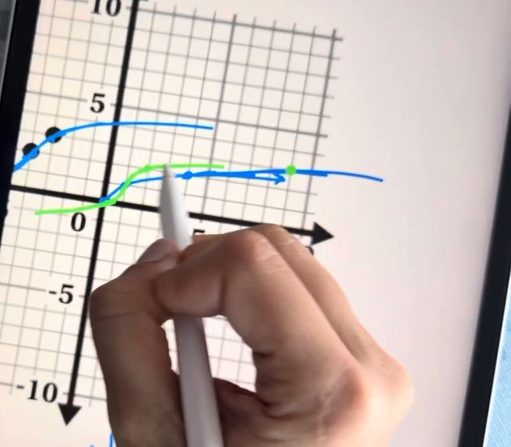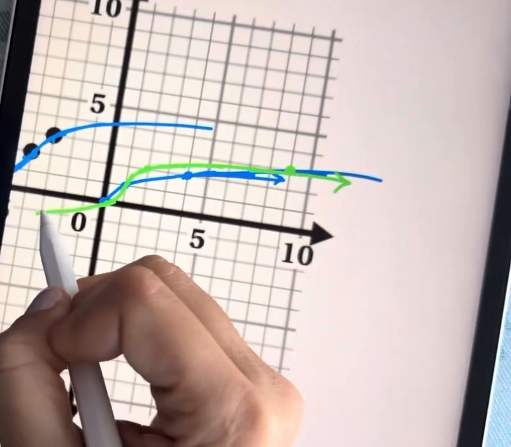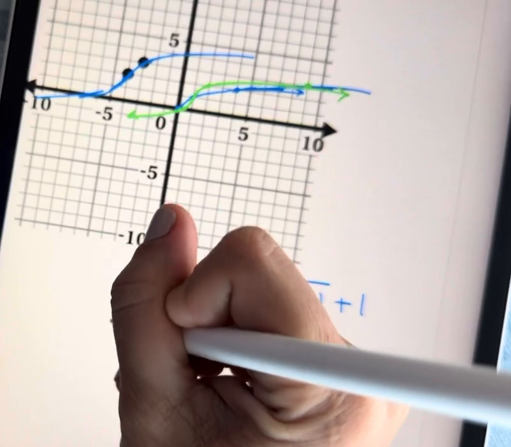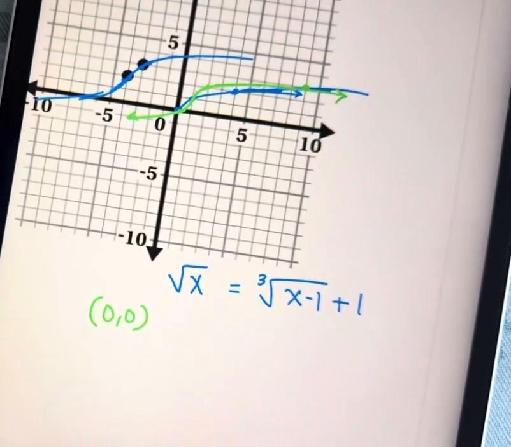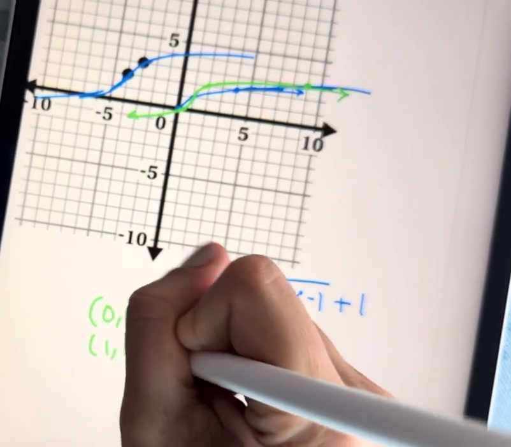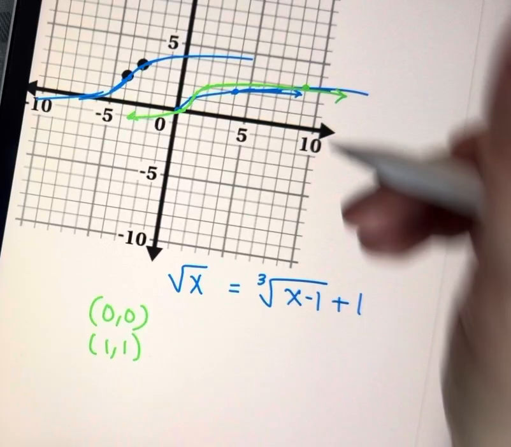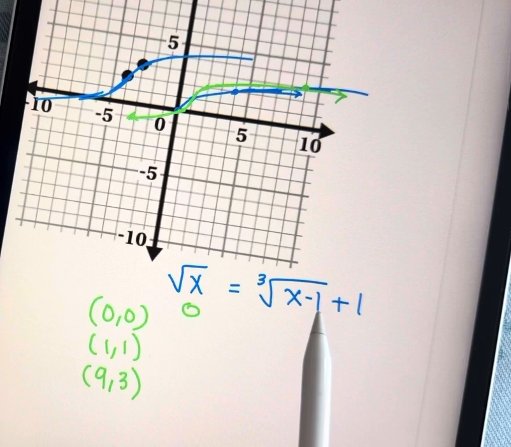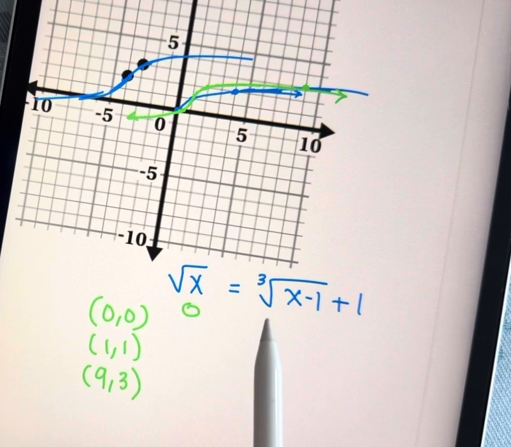Oh! That does it, you guys. That does it. Let me see. 0, 0 should be a point. 1, 1 should be a shared point. And then 9, 3 should be a shared point. Let's check. 0 would give me 0 on this side. And on this side, 0 minus 1 would be negative 1. Cube root of negative 1 would be negative 1. And negative 1 plus 1 would be 0.